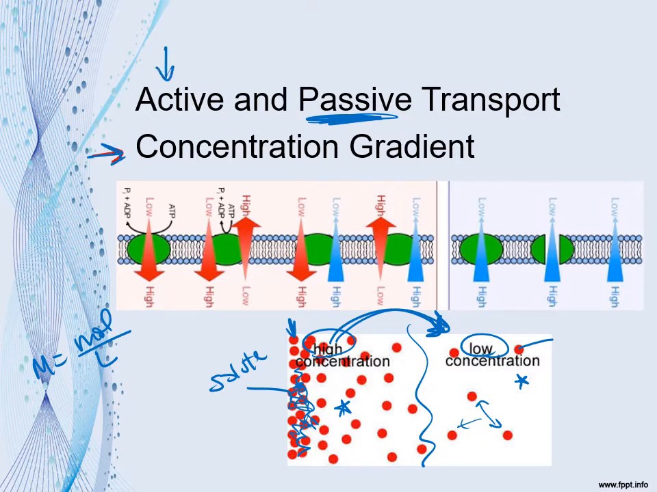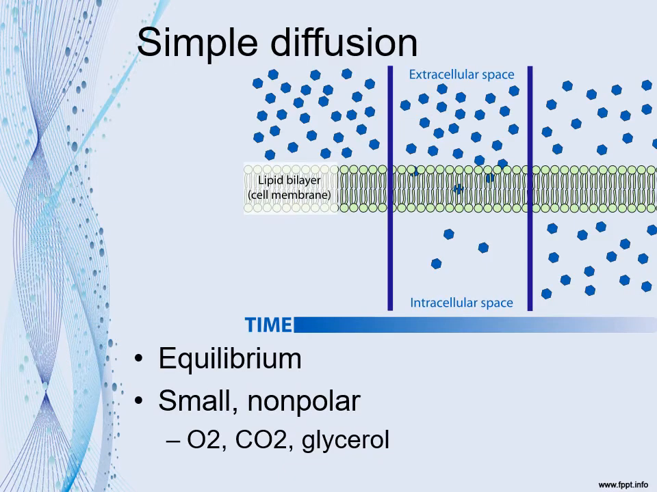Active transport is the opposite. Now we're going to be moving things from low concentration to high concentration. We're trying to hoard things together. This requires a lot of energy, and that energy is usually in the form of ATP. We're going to look at lots of different kinds of passive transport to get started.